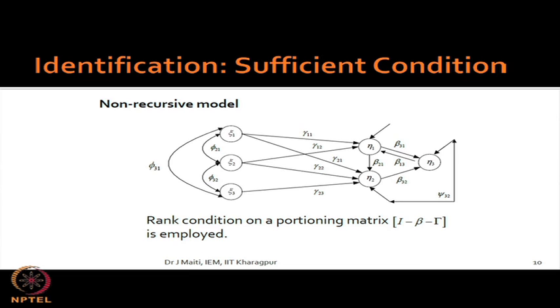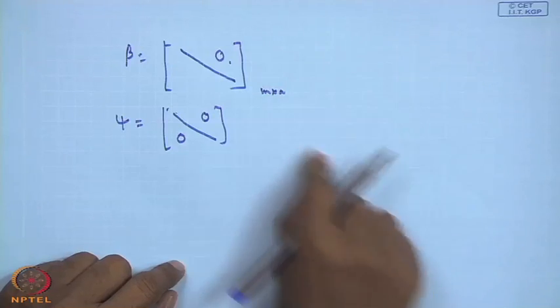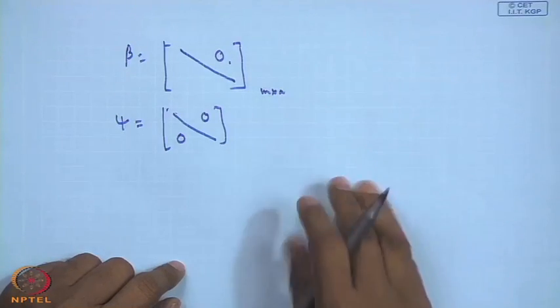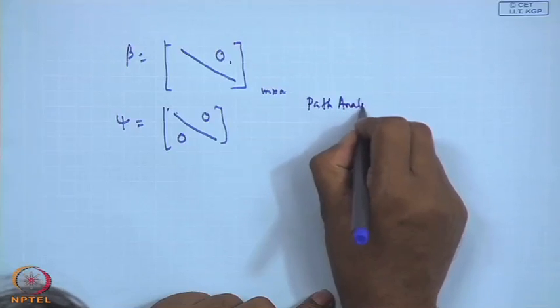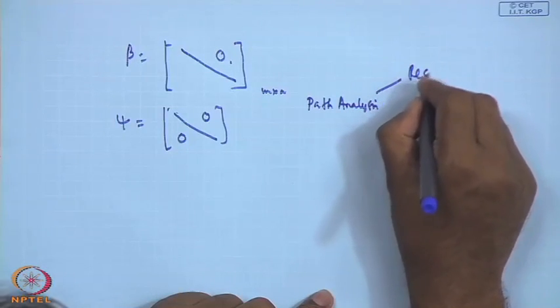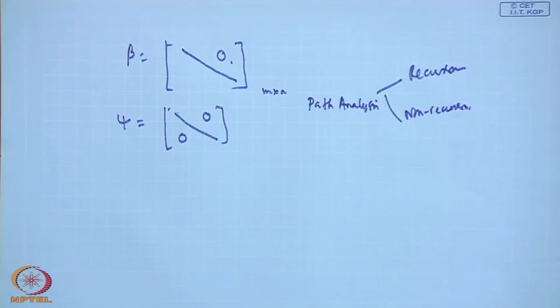I hope you are getting it. We started with the general structural equation model, then I showed you the path model inside, then the assumptions and how the covariance structure is to be computed, and finally what I have now discussed, a very important point in path analysis: there are two types of path analysis, recursive and non-recursive. Your sufficient condition will be different for recursive and non-recursive, please keep that in mind.